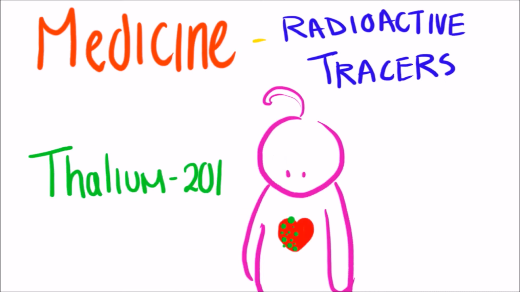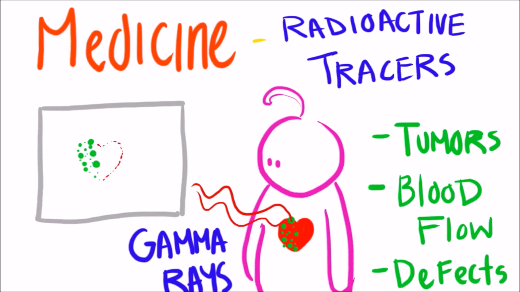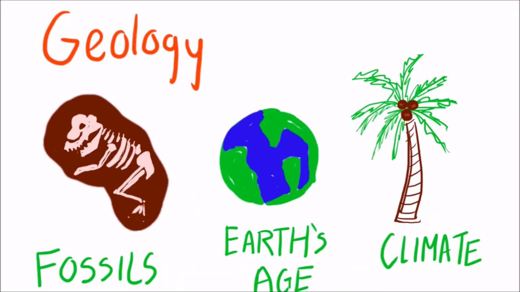Thallium-201 is a tracer to detect heart disease. The radioisotope interacts with body cells and radiates gamma rays. A computer reconstructs a 3D image based on the distribution of the gamma rays. Doctors can then see tumors, blockages, and defects in blood vessels. In geology, radioisotopes give the ability to date fossils, determine the age of Earth, and figure out climates back then.